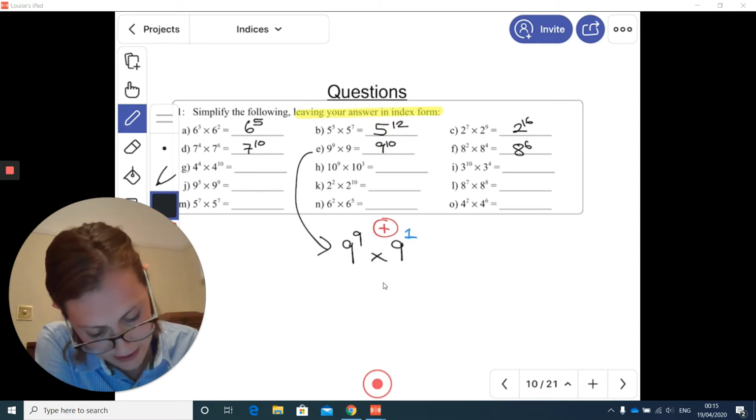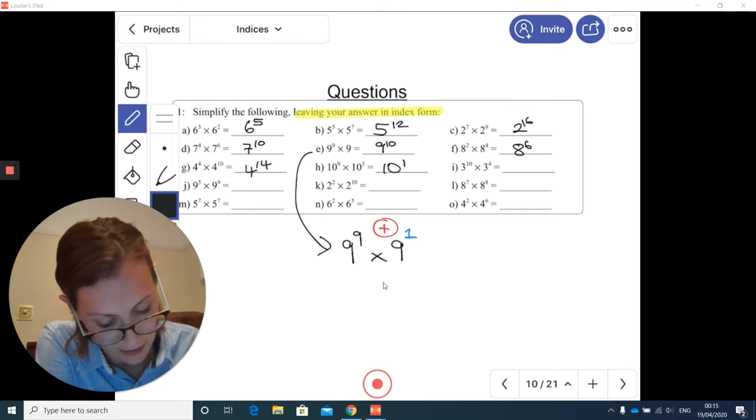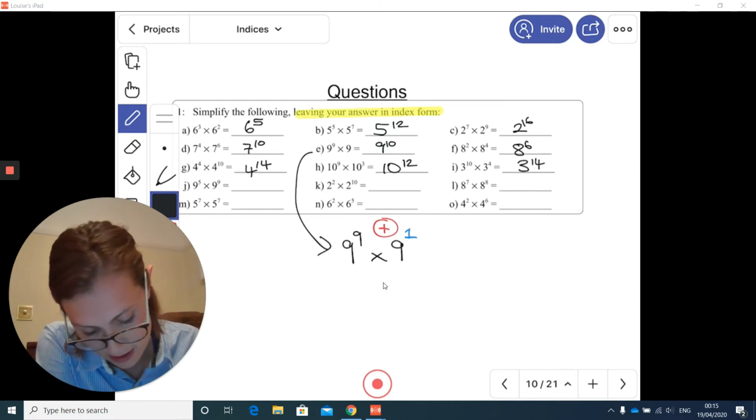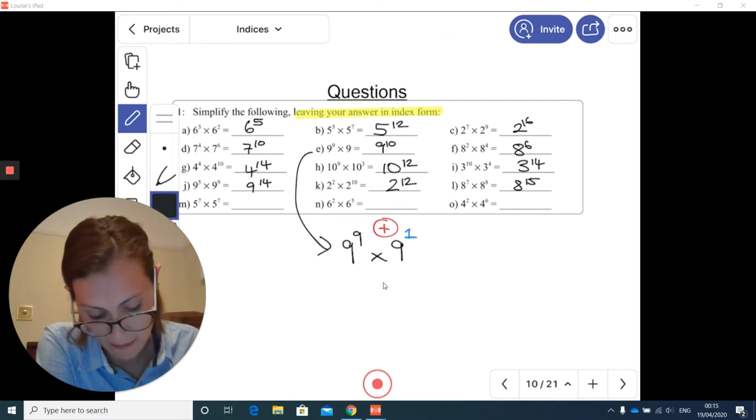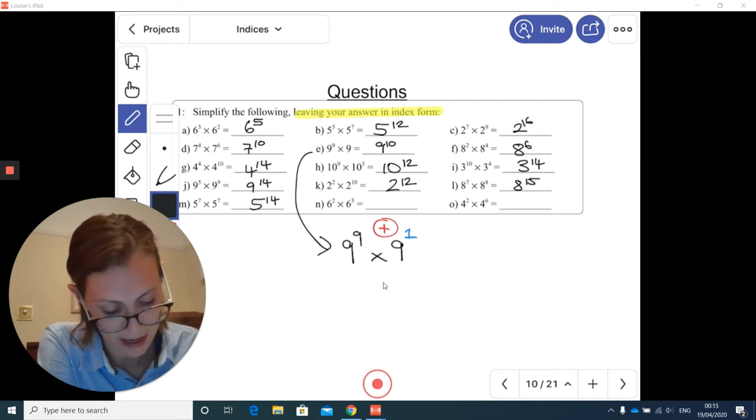Next one, 8 to the power of 6. G, 4 to the power of 14. H, 10 to the power of 12. I, 3 to the power of 14. J, 9 to the power of 14. K, 2 to the power of 12. L, 8 to the power of 15. M, 5 to the power of 14. N, 6 to the power of 7. And finally, 4 to the power of 8.